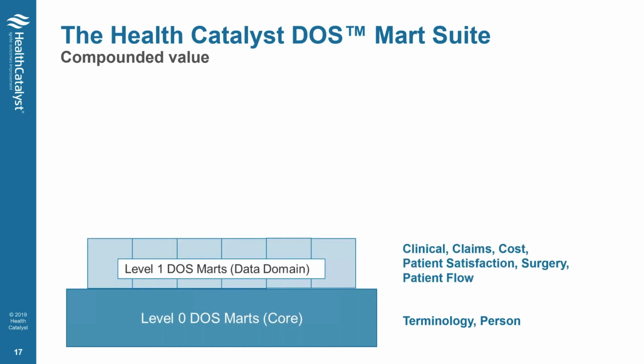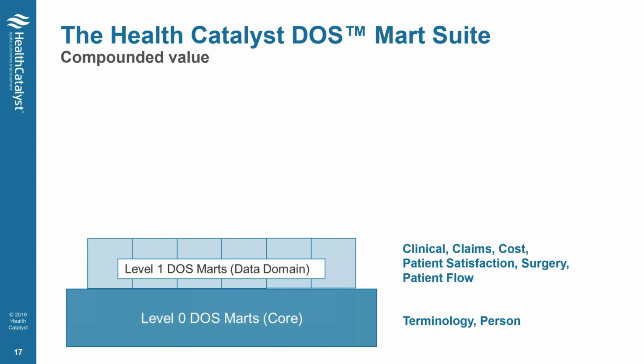Level 1 Dosmarts are in the data domain, and this is where we start to do things like standardizing and combining EHR data from multiple EHRs into a single data model, standardizing claims sources into a single data model, cost, patient satisfaction. This level of data mart is where you start to see the value of being able to quickly query across different systems.